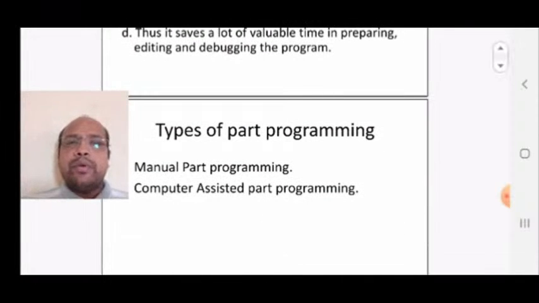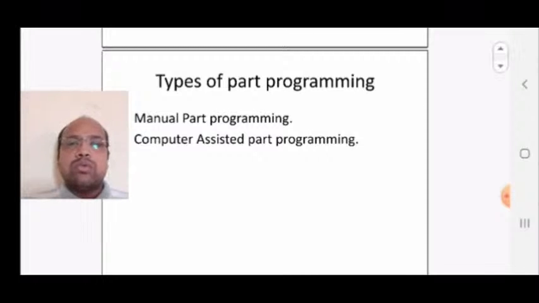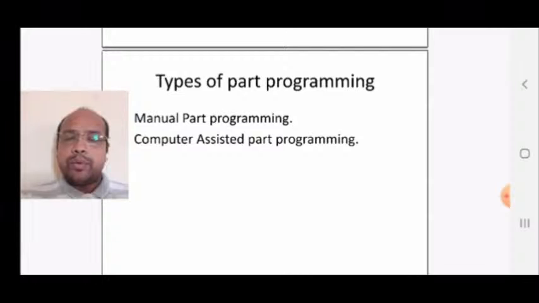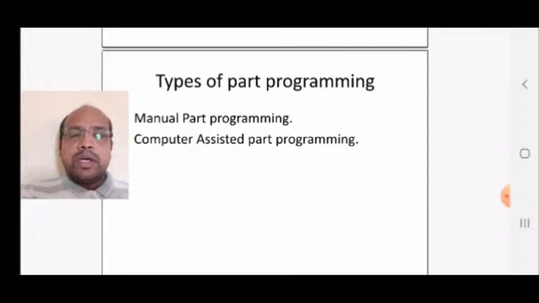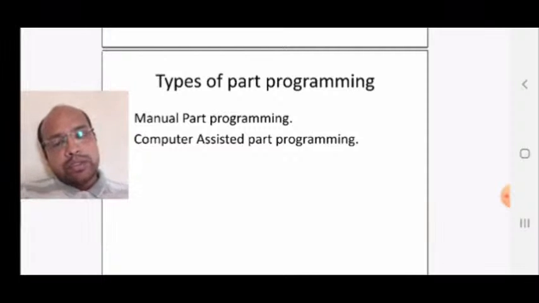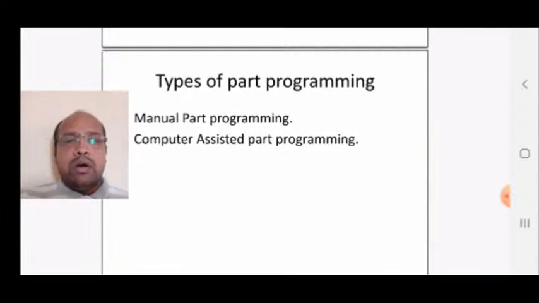Types of part program. There are two types of part program. First one is the manual part program. Second is the computer assisted part program. Manual part program consists of writing a program manually. Computer assisted part program consists of some inserted features of the part program.